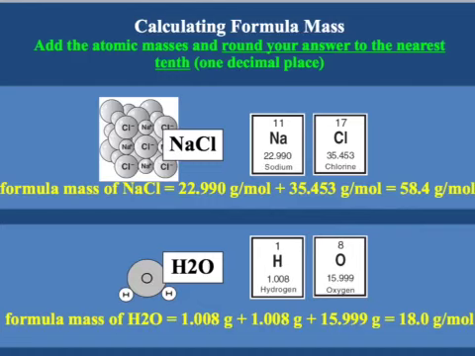So here's an example. In this example, we have NaCl. Na is sodium. When we look on our periodic table, we see that sodium is 22.990. Cl is chlorine. When we look on our periodic table, we see that it is 35.453. To find the formula mass, we would add 22.990 to 35.453, and we would end up with 58.4 after we've done our rounding. This would be the formula mass. The formula mass is measured in grams per mole because it is a measurement of how many grams are in 1 mole, so grams per mole.